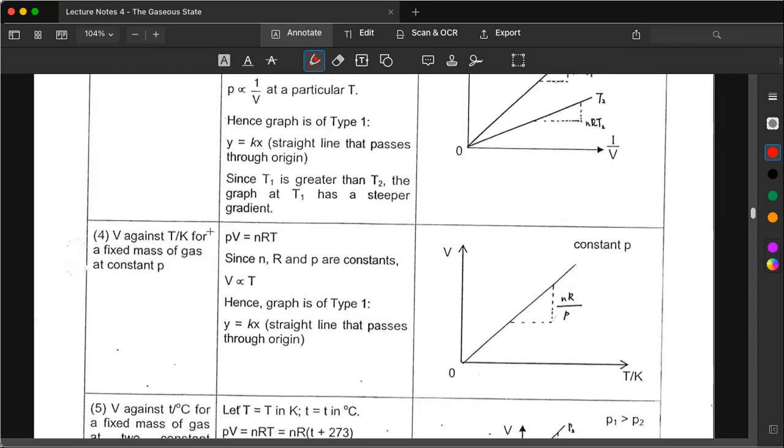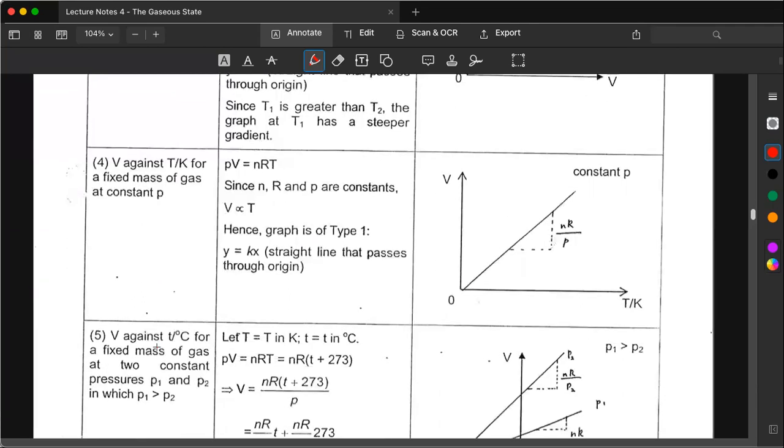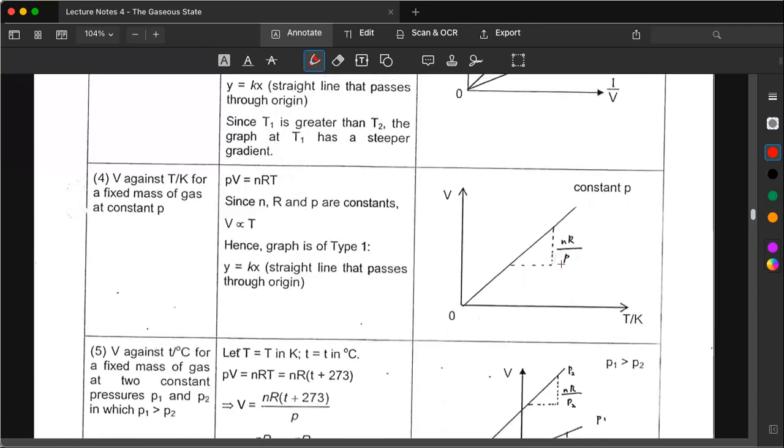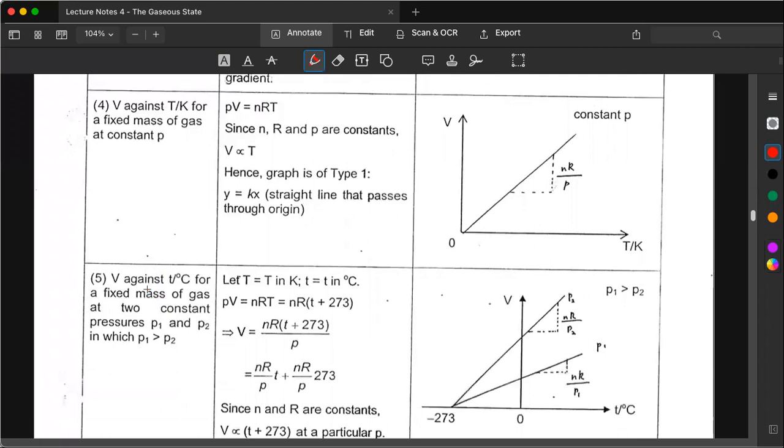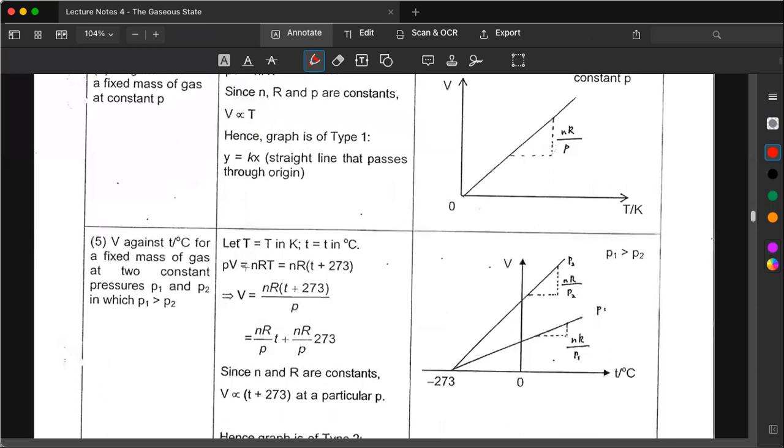In this case, N over R over P will be a constant, which is the gradient of the graph. And you can actually determine the gradient, which should be equivalent to NR over P. What if you have V against T for a fixed mass of gas at constant pressure? Now, in this case, the temperature will be changing. So it's V against T.